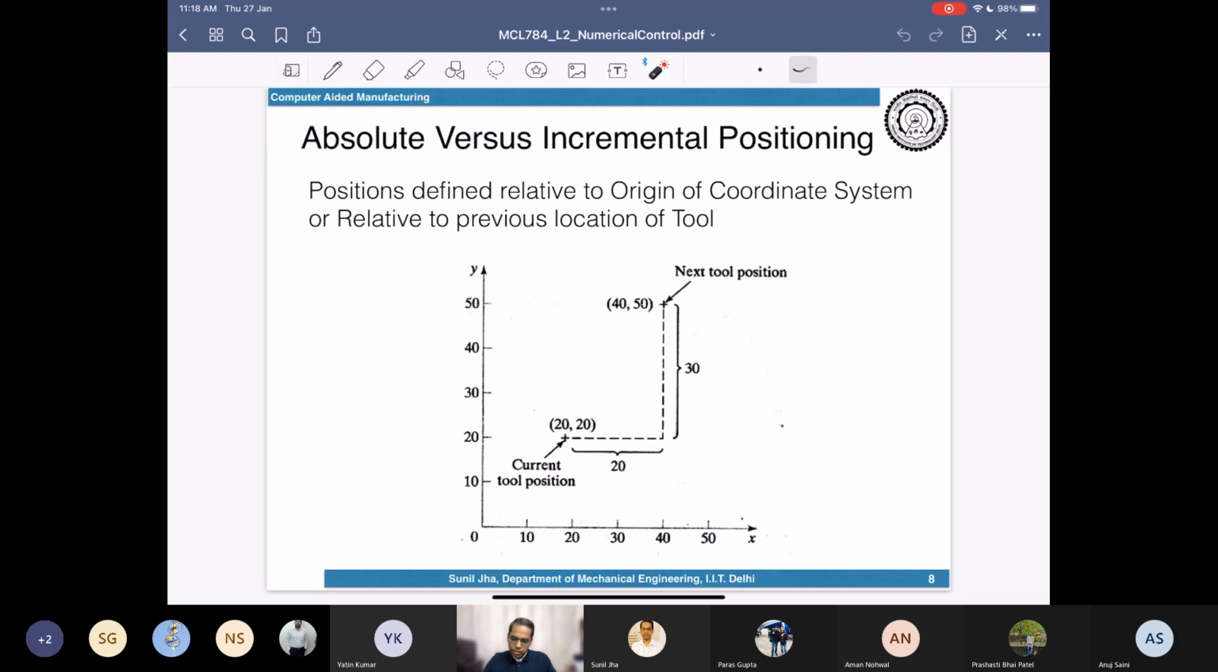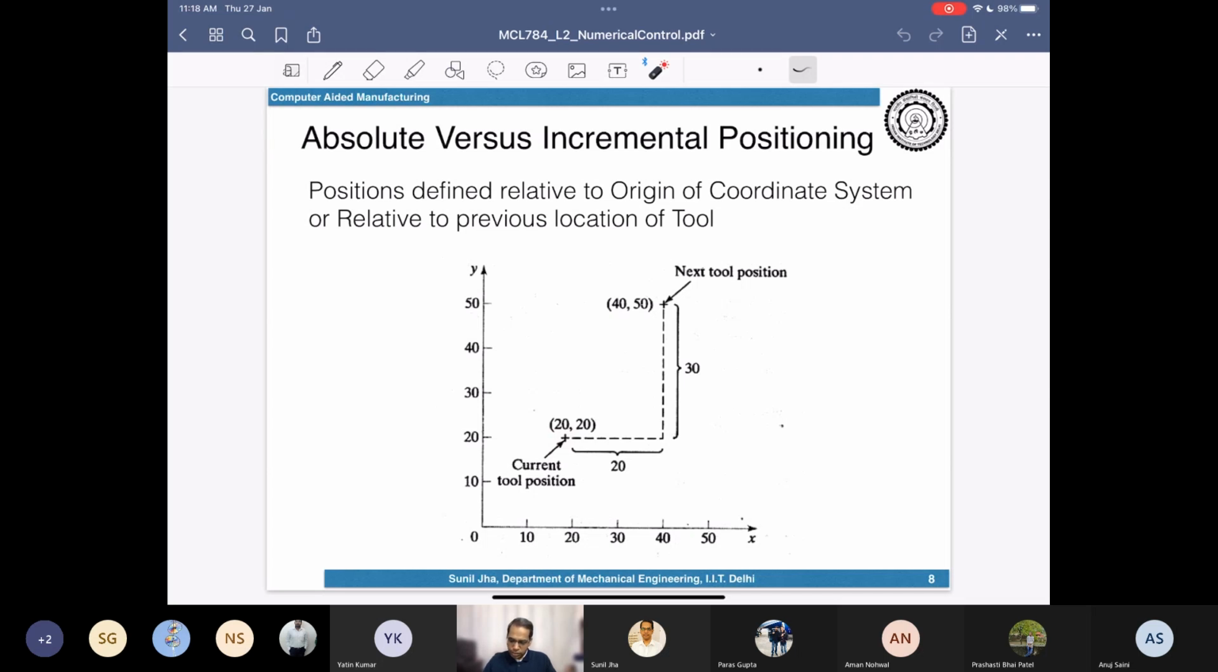Because we address all the points with respect to the origin, we can easily find out those coordinates. But sometimes it is good to use incremental positioning. So the next position, whatever we specify in the path, will be based on the incremental position from the previous position.